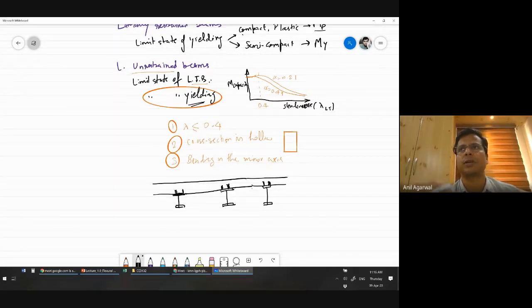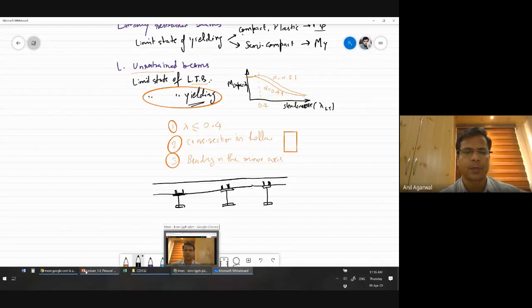And then if these are provided, of course, there is no possibility of lateral torsional buckling. Even if they are not provided, you can still disregard the possibility of lateral torsional buckling. I hope that answers the question. Yes, sir. Thank you. Okay.